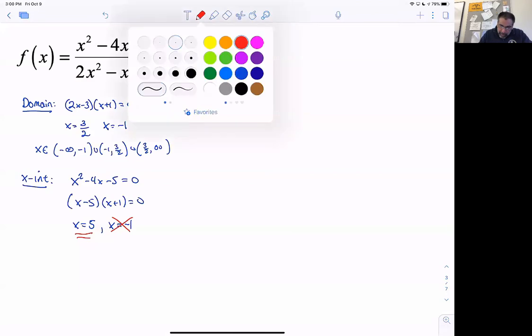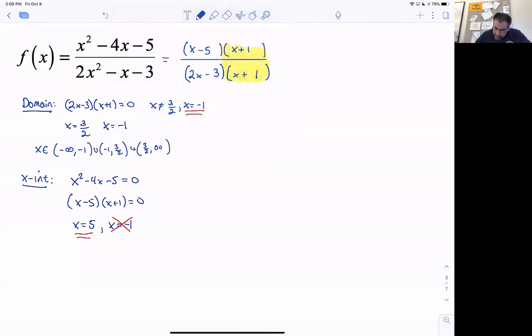If I'm trying to draw this as we go along, making a graph and putting all of my information on it, right now we've got a bad thing at negative 1. That's kind of an important point. We've got a bad thing at 3 halves.